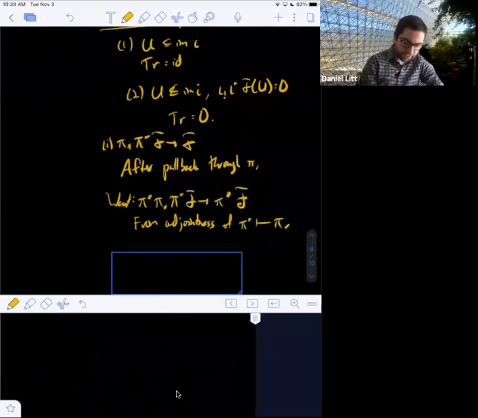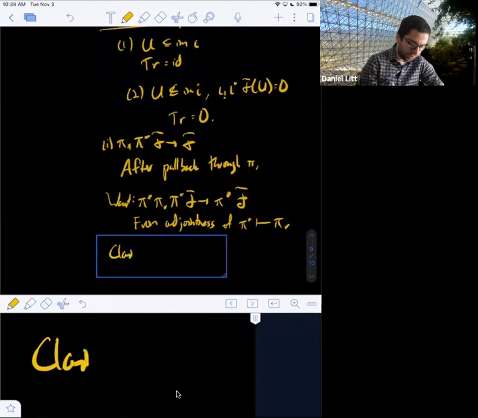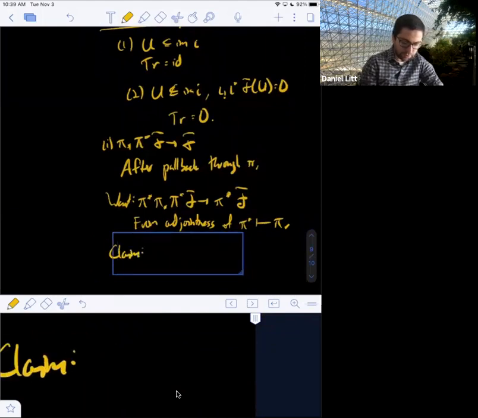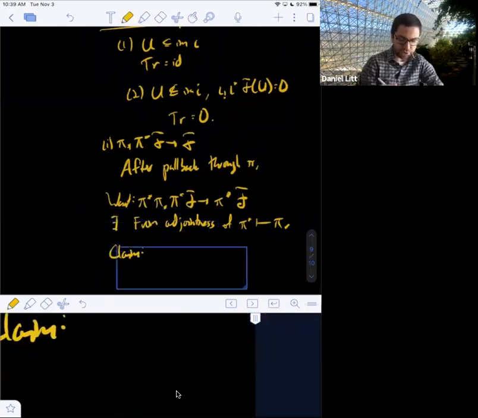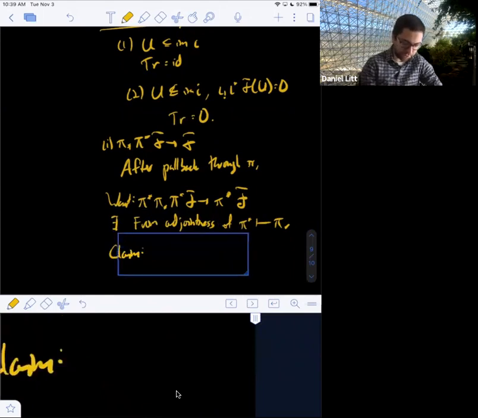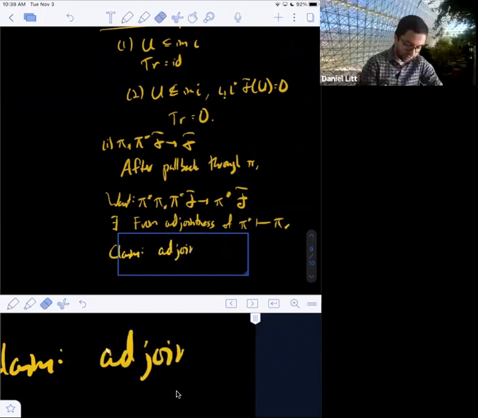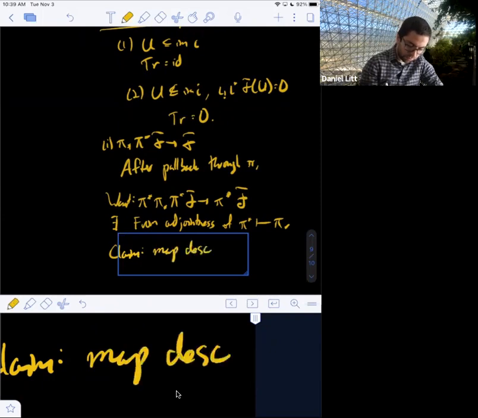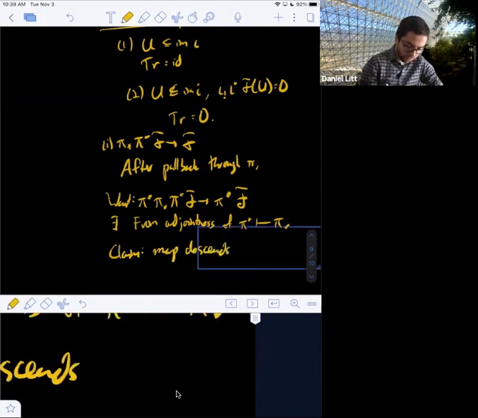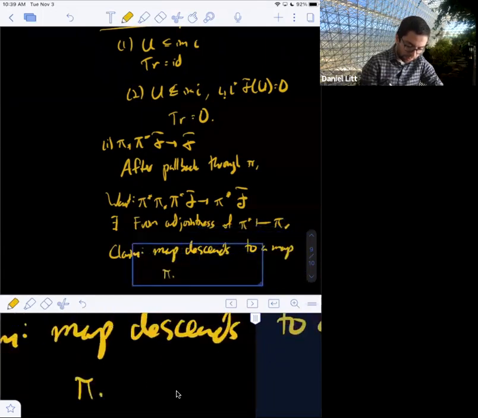And now the claim is that this map actually descends. So this exists from the usual adjointness of pi upper star and pi lower star. So the claim is that this map descends to a map pi upper star, pi lower star, pi upper star of f to f.